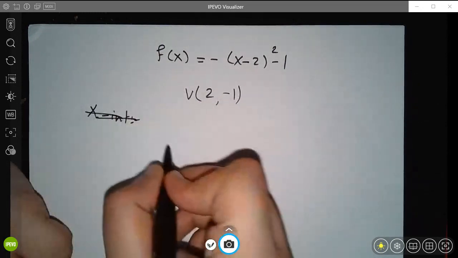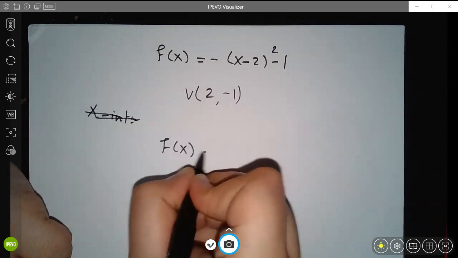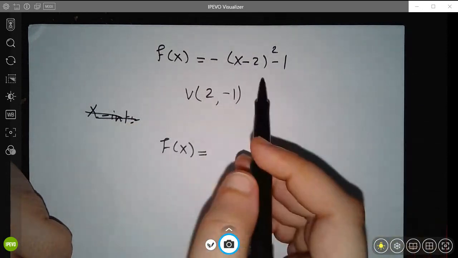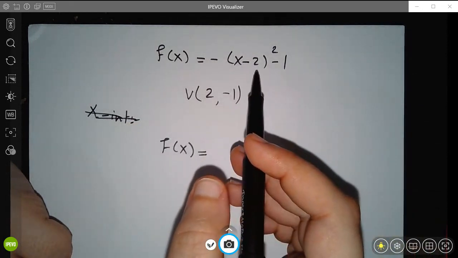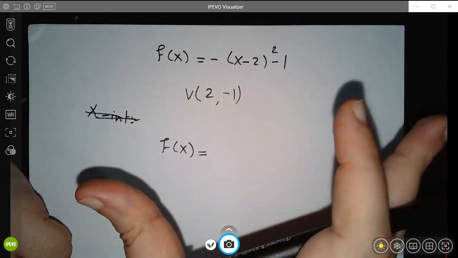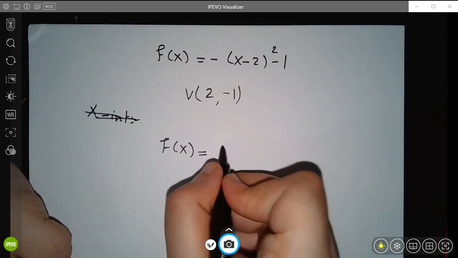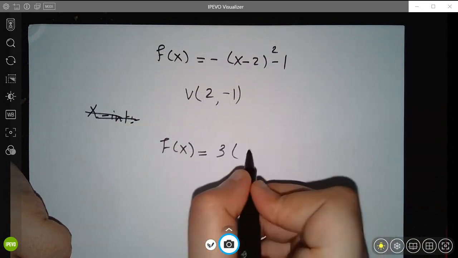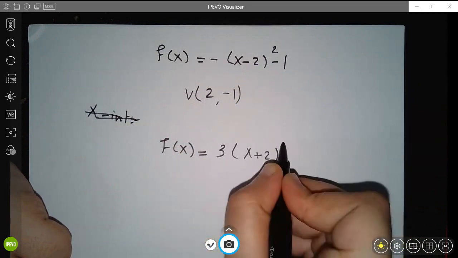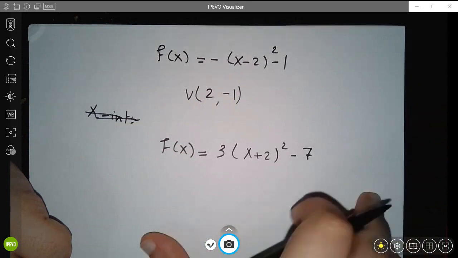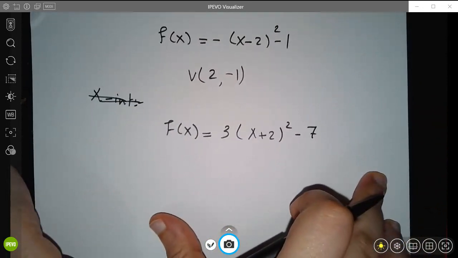So let's do another one. You want it to be in this form? Should I give you a completely different question? Oh, okay, you want it in this form. So let's say 3 times x plus 2 squared minus 7. Okay?